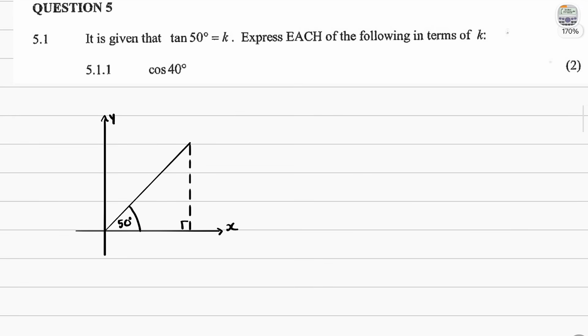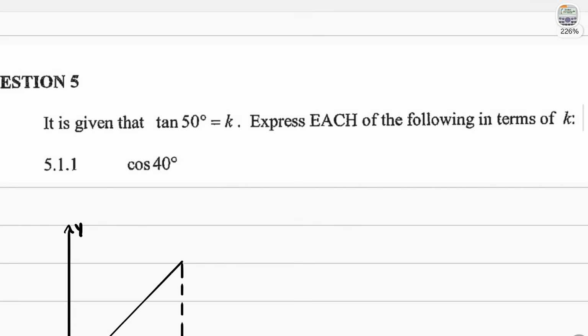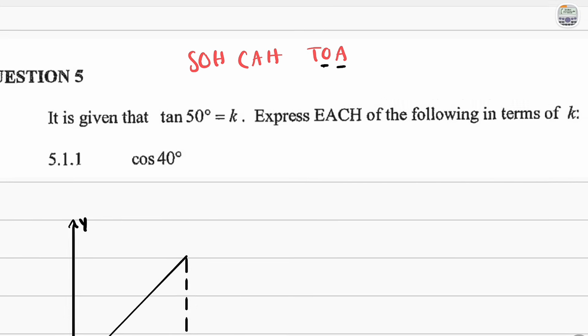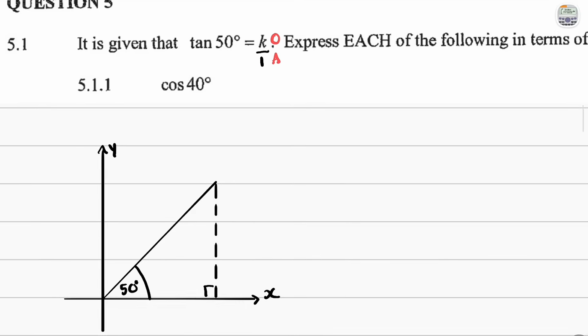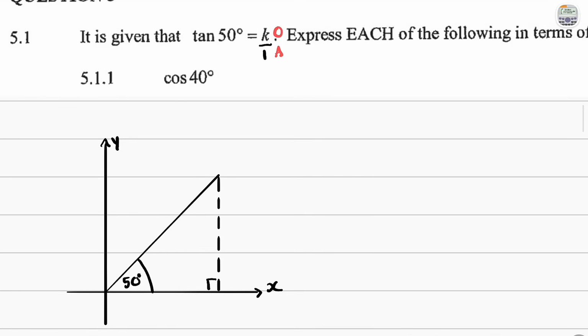Okay, and so what they tell us is that tan 50 degrees is equal to k. So using our acronym SOHCAHTOA, remember that with tan, we take the opposite side over the adjacent side. So when they say tan 50 degrees is equal to k, if you express this as a fraction, k actually has a natural denominator of 1. And so what that means is that k is the opposite side and 1 is the adjacent side. So let's go ahead and put those down first.